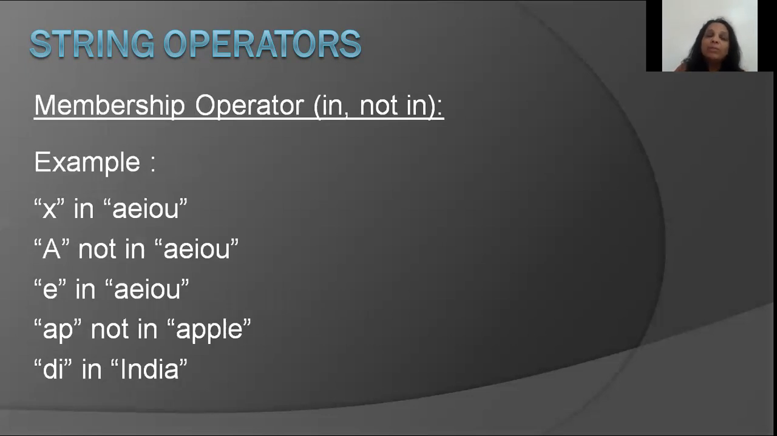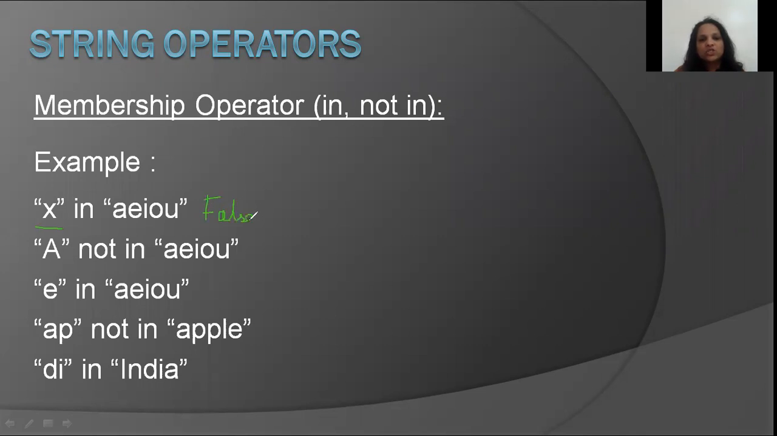Then it's the membership operator. Membership operators are two operators, in and not in. What do they do generally? Let me just tell you. I wrote X in A, E, I, O, U. That means, is X in the string A, E, I, O, U? No. So it's going to give me what answer? False.